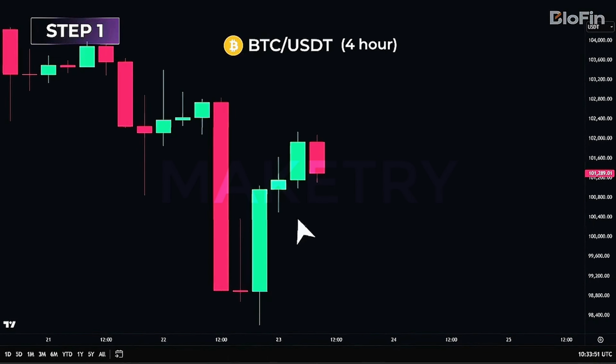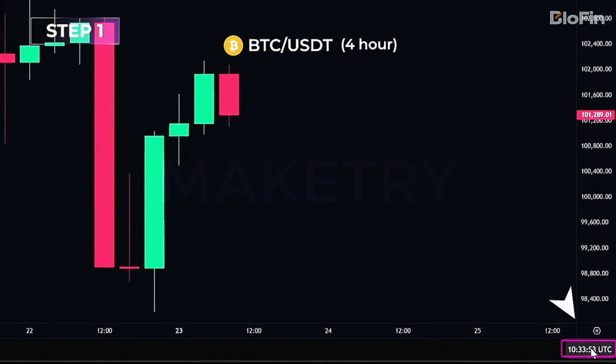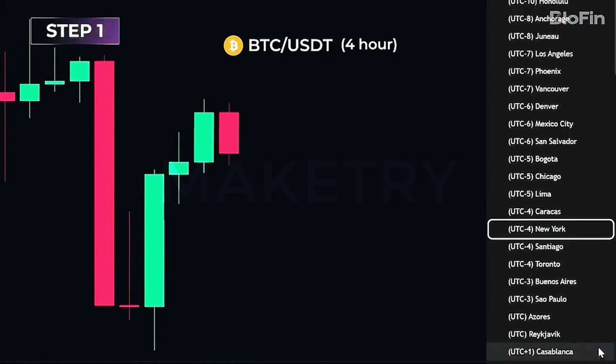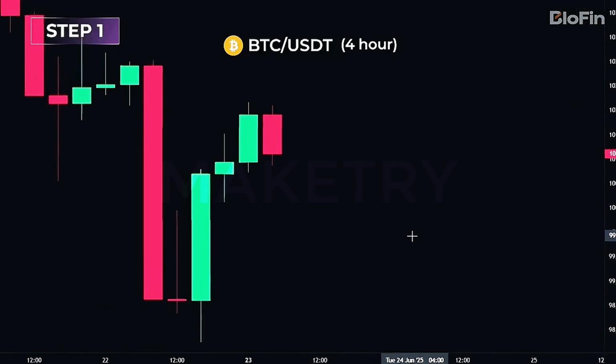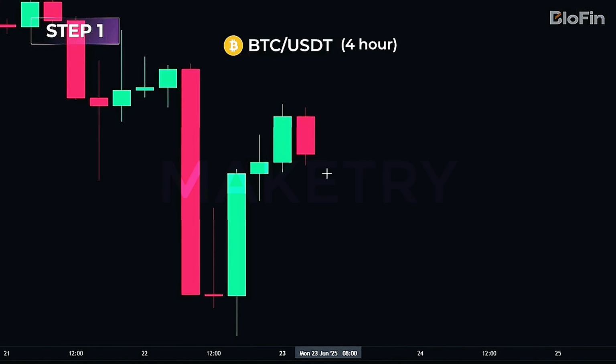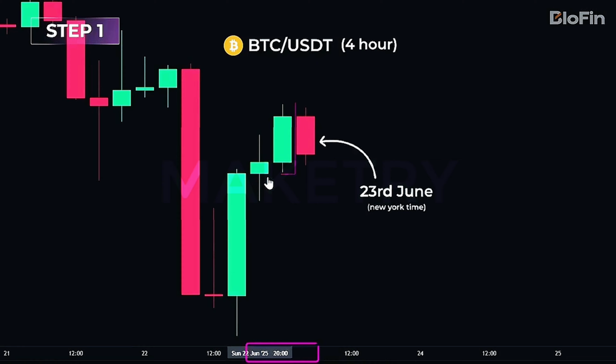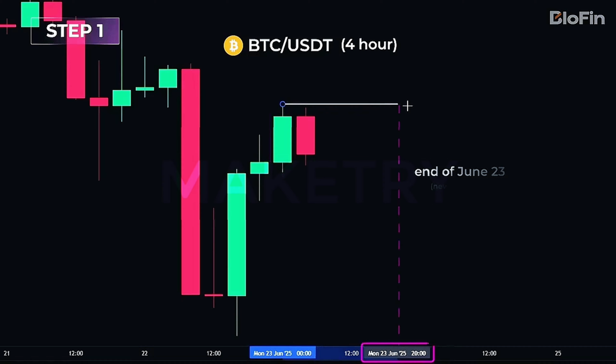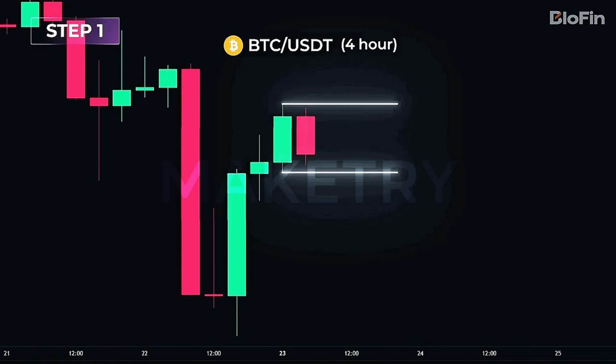movement. Next, go to the time zone setting on the bottom right corner of the chart and select New York time. Now this step is very important because we want the first 4-hour candle to be based specifically on the New York time. Next, hover to the first 4-hour candle that formed on today's date. In this example, since it's June 23rd, the first 4-hour candle that formed today is this one. Then, simply draw a line at the high and low of that candle and extend both lines to the end of the day. That's your 4-hour range on this chart.